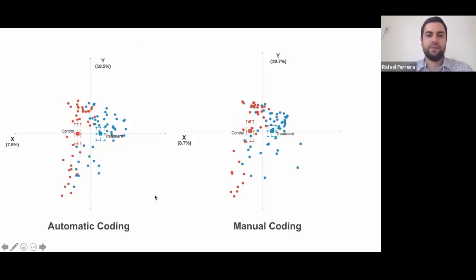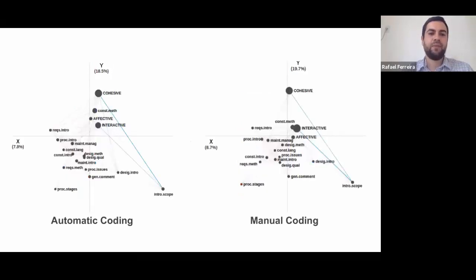And up here we can see that there are a few red students going to the right side and a few blue students on the left side. So the pattern is the same in both graphs. And we also plotted the subtraction network to show the difference between the two groups with both automatic code and manual code. And as we can see again, the graph is pretty much the same.